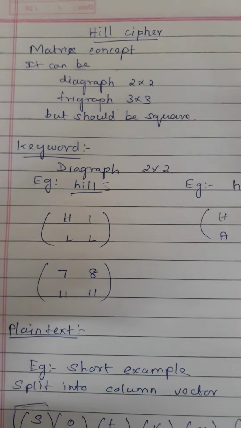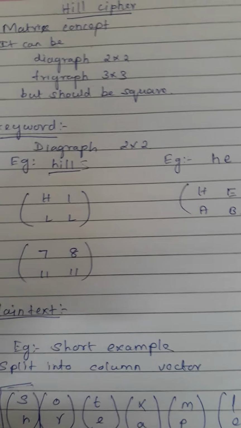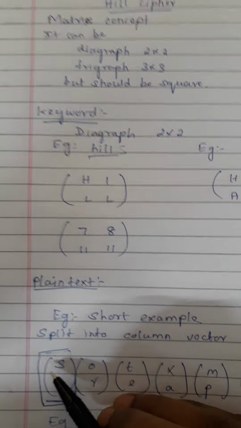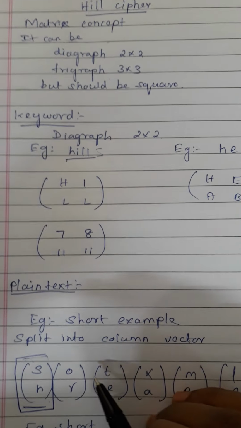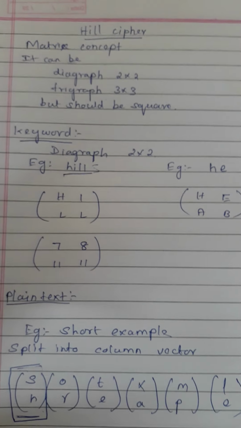So this is how using Hill cipher you encrypt the text and then decrypt the text. Only for SH we have done. In the same way you have to do for the rest of the text also.